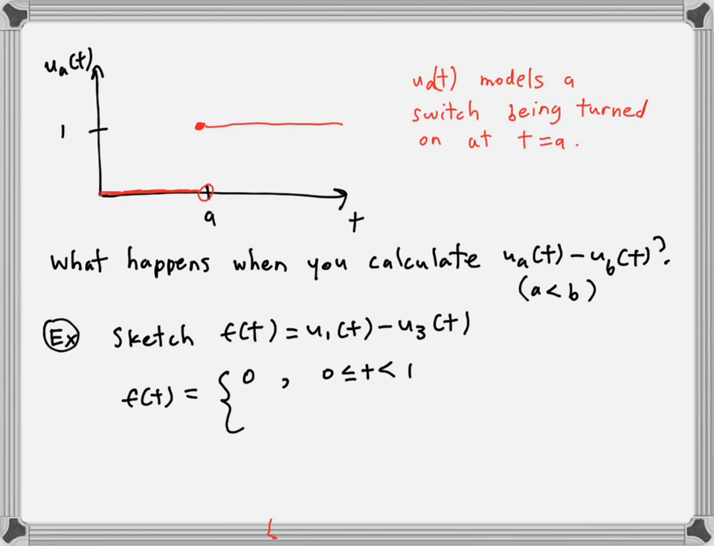Now, what happens when t is between 1 and 3? Well, when t is between 1 and 3, that actually makes the first guy 1, but the second one 0. So you get 1 minus 0, which is 1. So it's 1 when t is between 1 and 3. And then what happens when t is larger than 3? If t is larger than 3, then that means they both become 1. So 1 minus 1 is 0, so it goes back to 0.